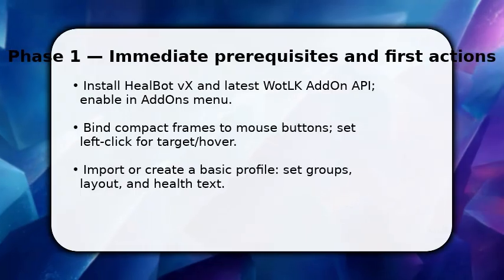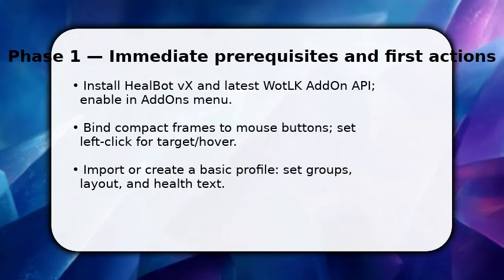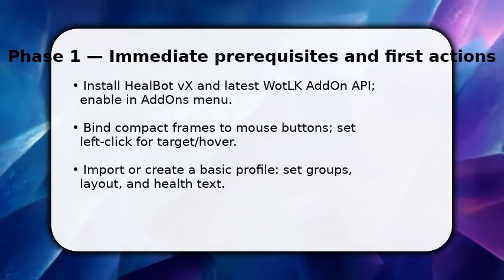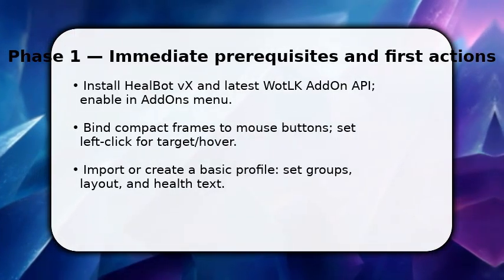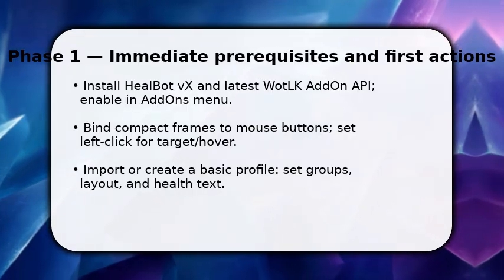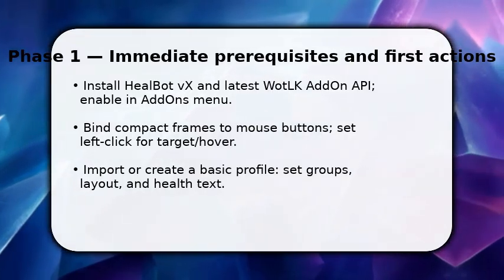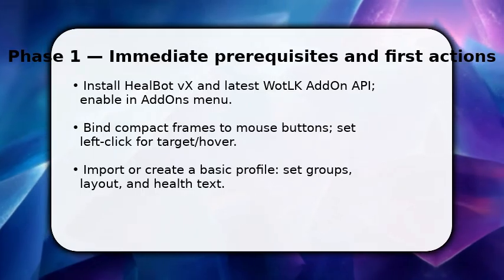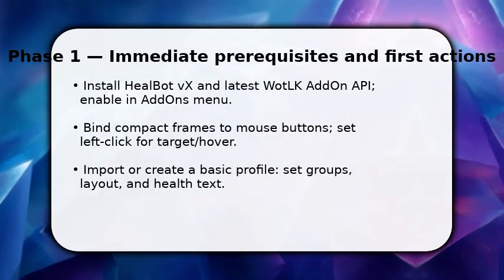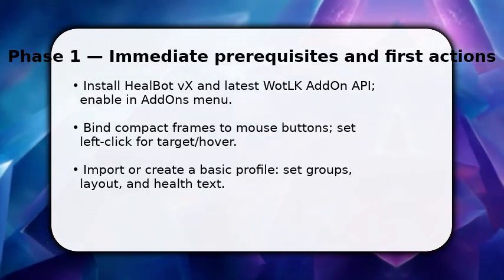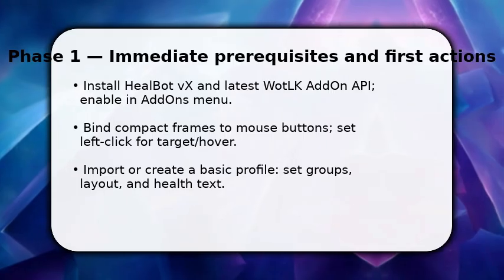You start by confirming prerequisites. Healbot installed and compatible with Wrath of the Lich King, your client restarted. First, enable the add-on, then load a default profile so you have a baseline. Next, bind simple mouse actions, left-click to target, mouse wheel to scroll, because immediate control matters in raids.